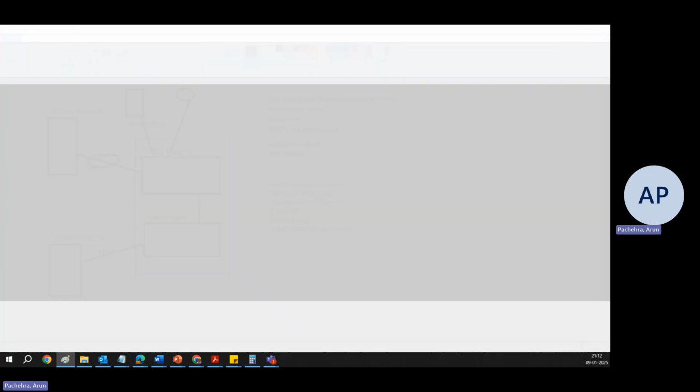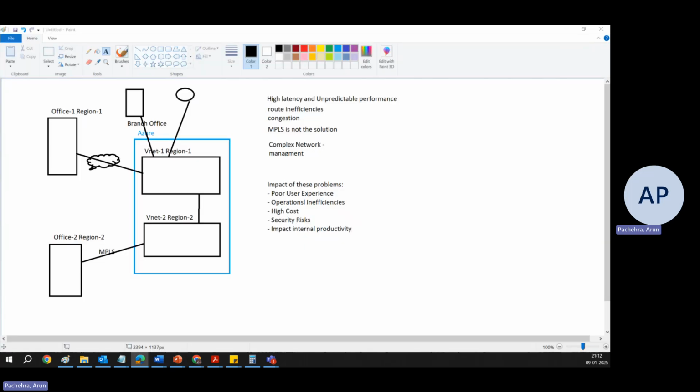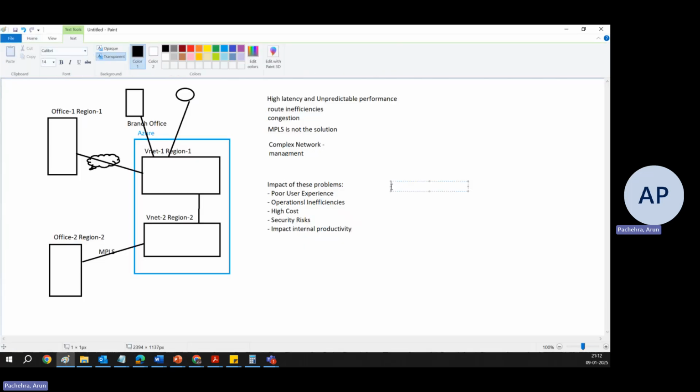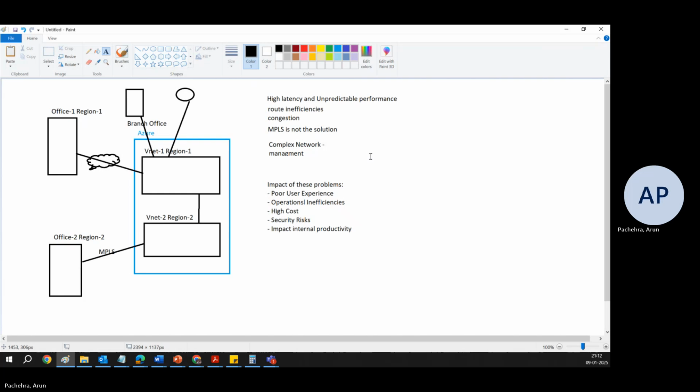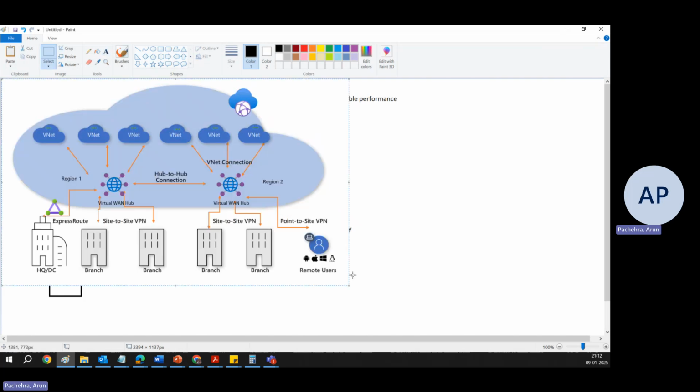Let me try to find the if I could copy that image and paste it here, it would be nice. Copy, paste, yes. Okay.